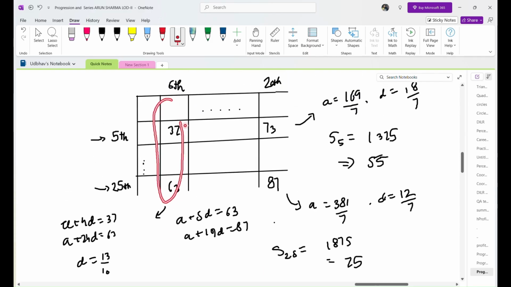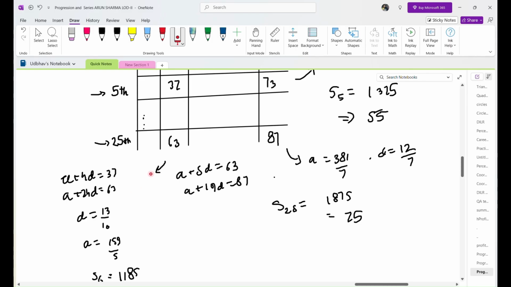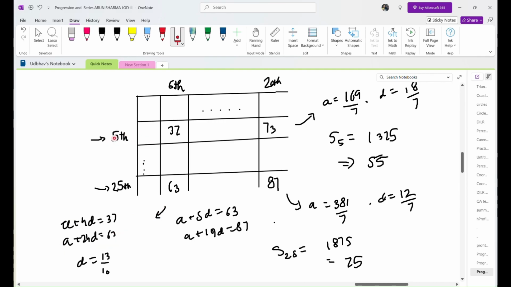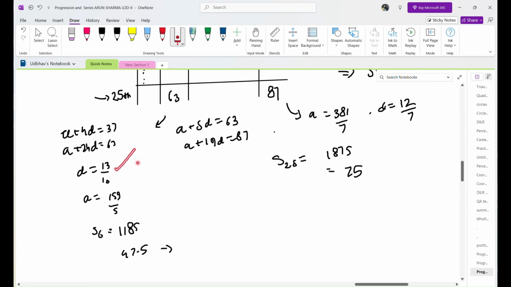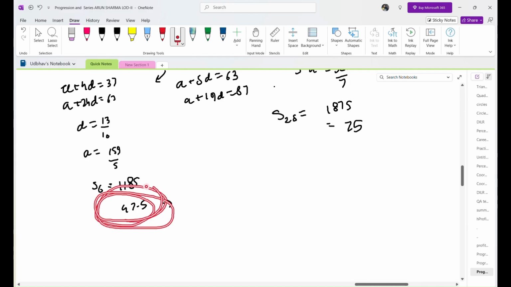Similarly, now we'll do this column-wise, because these are also an AP. Again here we found the A, but here this is the fifth term, so we'll write A plus 4D, and this is the 25th term, A plus 24D equals 63. D equals 13 by 10, A equals 15 by 9, and the sum of the sixth column is 1185, which on average comes to 47.5.